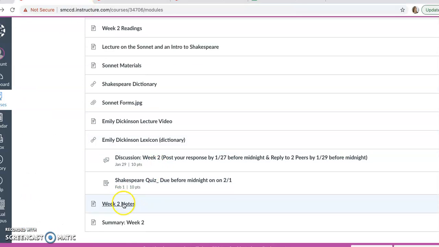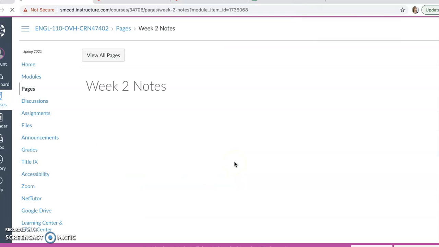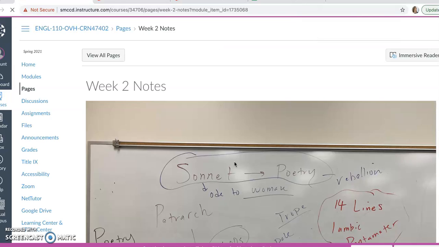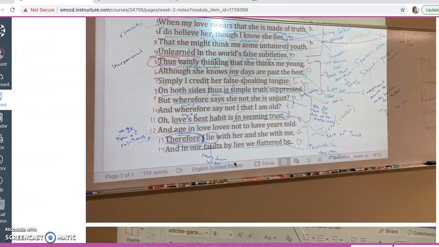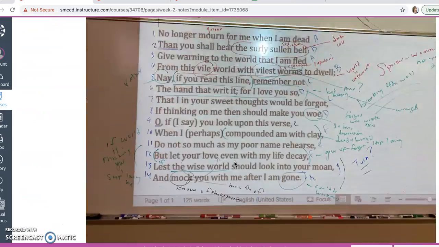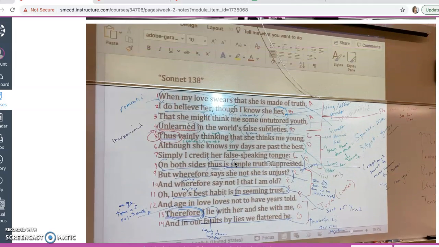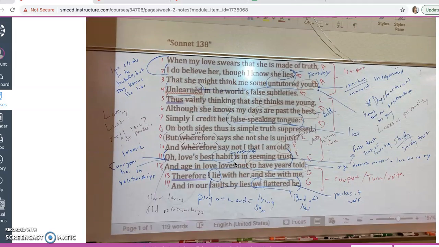Okay, so what I'm going to do is start with the week 2 notes because I've posted some of the poems here, and in previous classes I've worked on them and put them on the board, so I just posted those notes. So just know that those are here and you're free to use them at any point. Just keep that in mind.